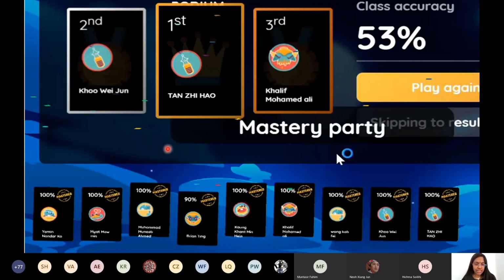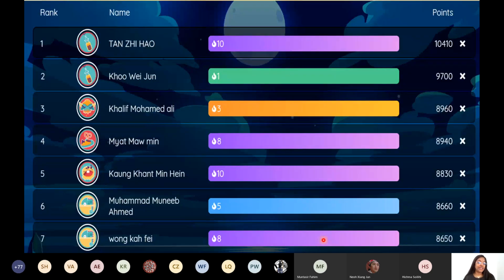Okay, and then these people got some extra cards, wallpaper, sticker, ice cream, and so on. You see here those 10 people, around 10 people I can display here, but 7 are shown: Tanzi Hao, Ku Wei Jun, Khalif Muhammad Ali, Maya, Kaum, Mohammad Munib, Wang Ka Fei. Okay, good. Keep it up.